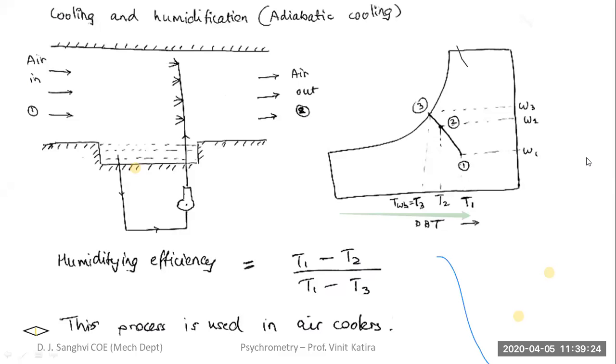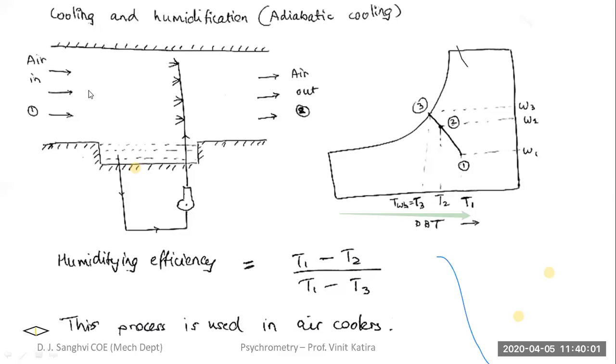Sir, but if the humidity ratio is high in the incoming air, then what will happen? Then you will not use this process. This process is used only in the case where the air is very dry but very hot. If it has a lot of humidity content, then you will use cooling and dehumidification. Understood?